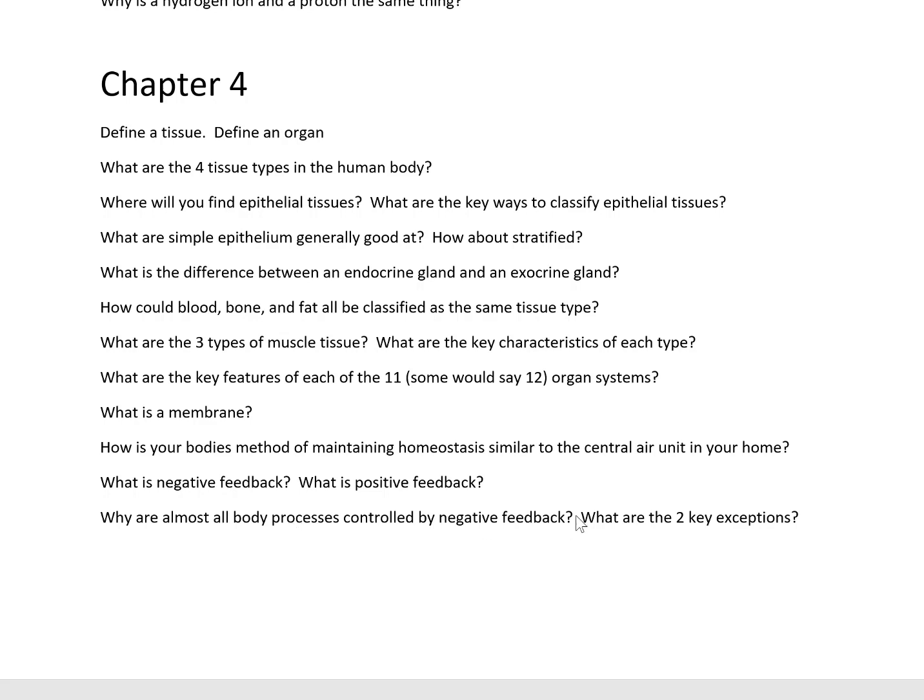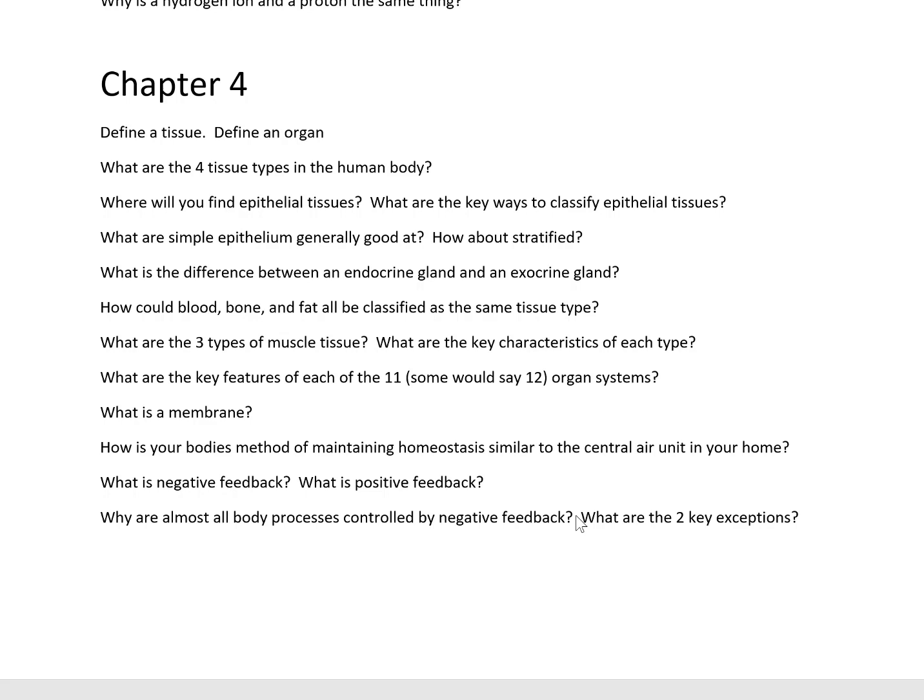All right, how is your body's method of maintaining homeostasis similar to the central air unit in your home? Your body uses receptors to monitor what's going on, just like your central air unit uses a thermometer to know what the temperature is in the house. It has a control center. The thermostat in your house would be usually your brain or spinal cord for your body, and it has effectors.